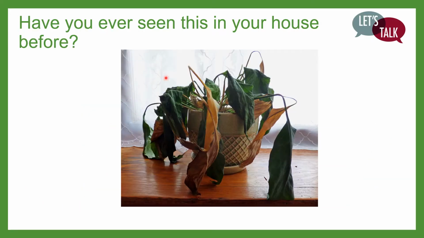Have you ever seen this in your home before? A plant that's wilted, the leaves going from green to yellow, and the ends looking really crispy, sometimes breaking off. This houseplant has died or is in the process of dying. Why do you think this is? Pause the video and jot down some ideas. Think about what plants need to survive.